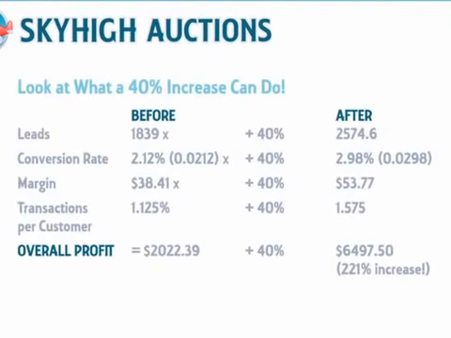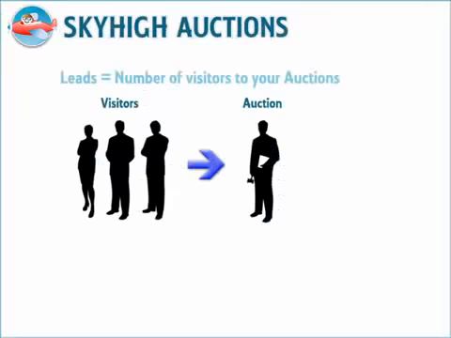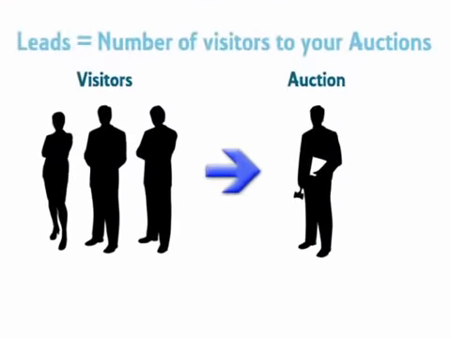We also saw how a small increase in each one of these can have a dramatic effect on your overall profit. In today's video, we're going to be focusing on the first part of the four fundamentals of profit: how to increase your leads. As a reminder, the number of leads that you have is the number of different people who visit your auction listings. Here are some great ways of getting more eyeballs, that is, leads, on your online auction listings.